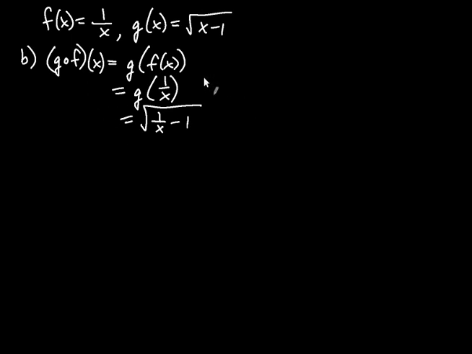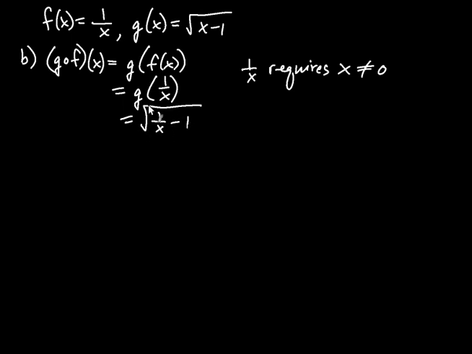Now, where is it defined? Let's look at the restrictions. First of all, thinking about 1 over x, right? So 1 over x requires that x not be 0. That's the first condition, right? x cannot be 0 for that to be defined. But there's a second restriction.